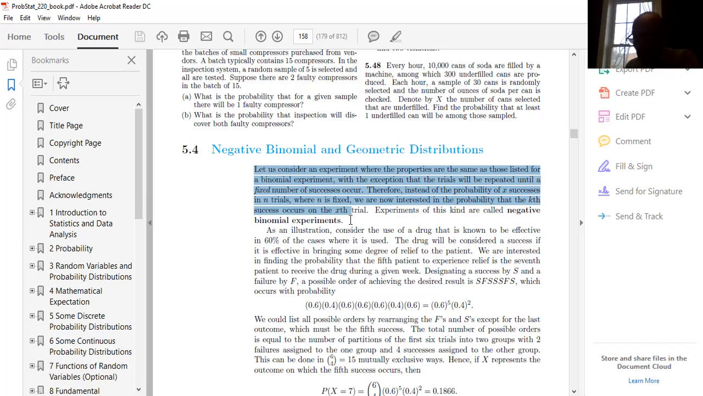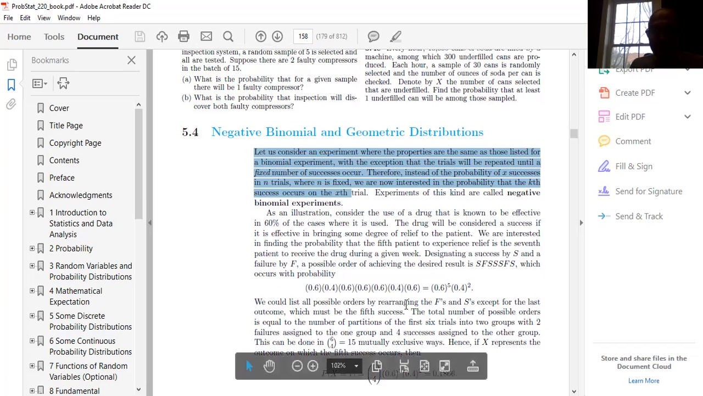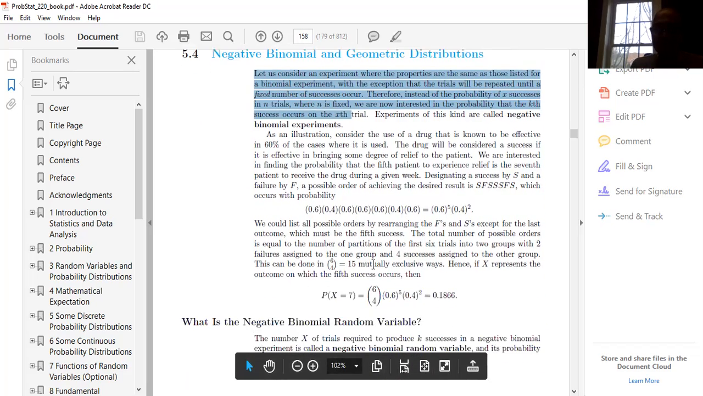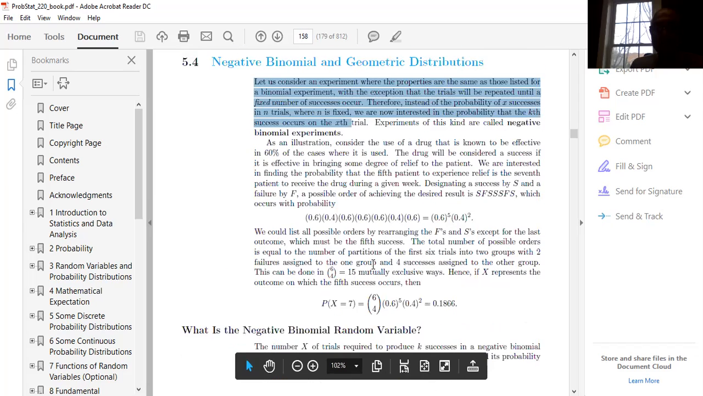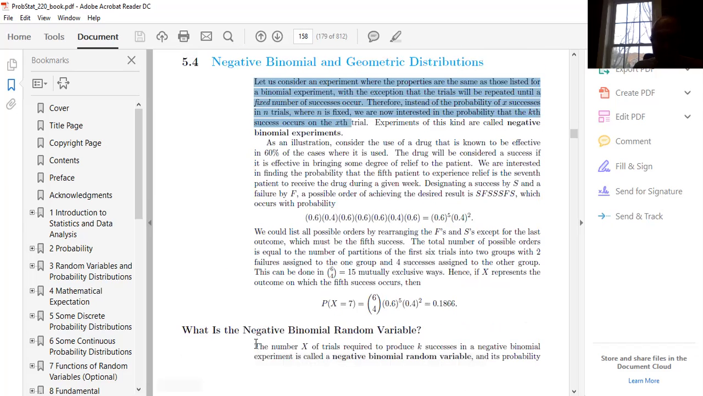The number X of trials required to produce small k successes in a negative binomial experiment is called the negative binomial random variable. I would suggest you look at this one, which shows how the formula is generated. That's not that important. The main thing is over here, just look at this last line.